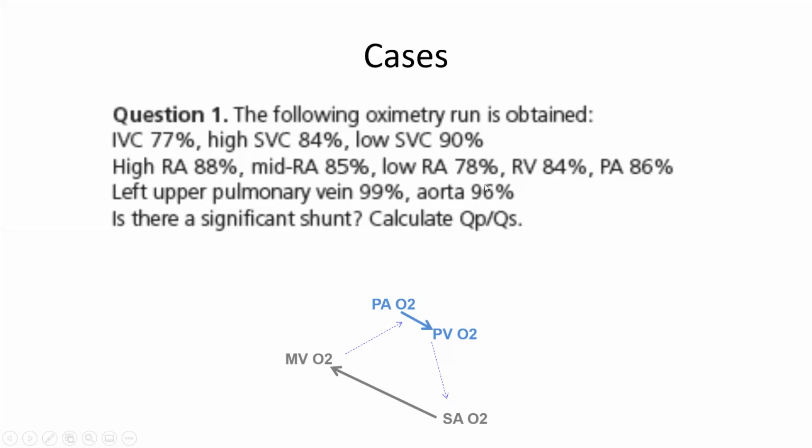So, okay, this is IVC, SVC, and the rest. Then the left upper pulmonary vein, 99%. They crossed an ASD here and measured it. And aorta is 96%. So is there a shunt and where is it? Can anybody tell?